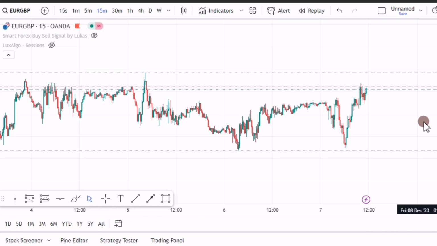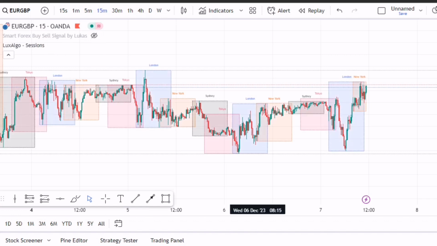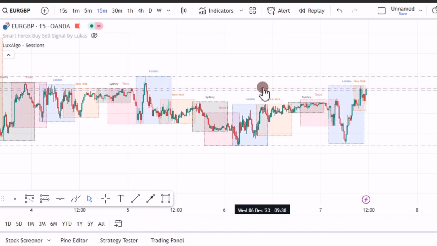Okay, when I open a forex chart like the one you see on the screen, EuroGBP, the first thing that I do, traders, is open the sessions indicator. Okay, I open this just to check the session in which the market is currently at, and this is very important, traders, because some pairs will not move unless they are within a certain session.